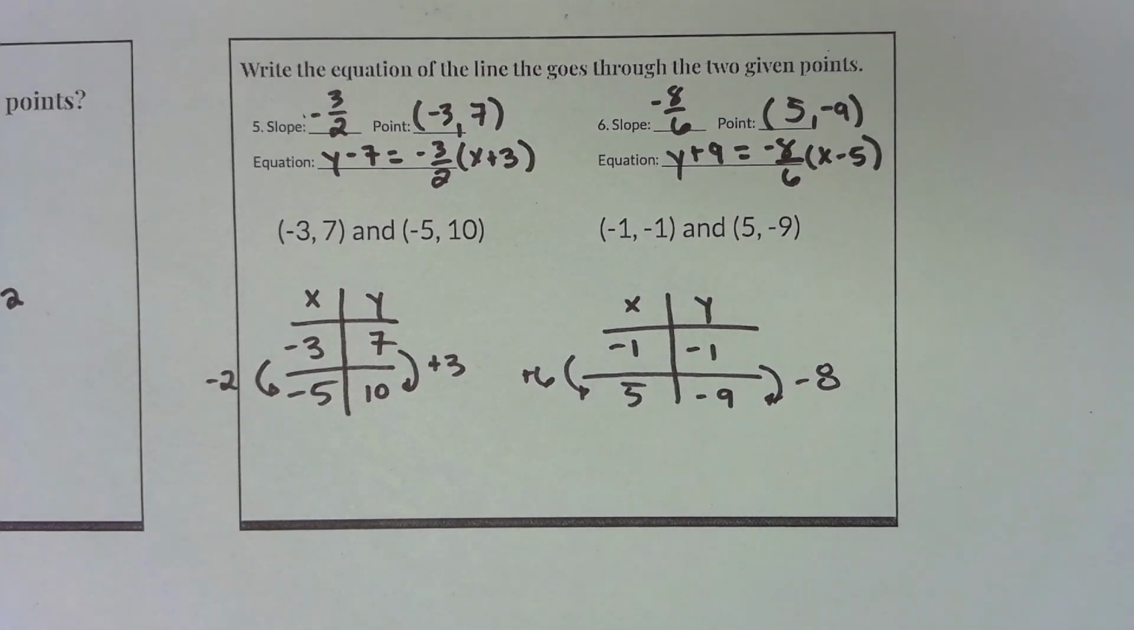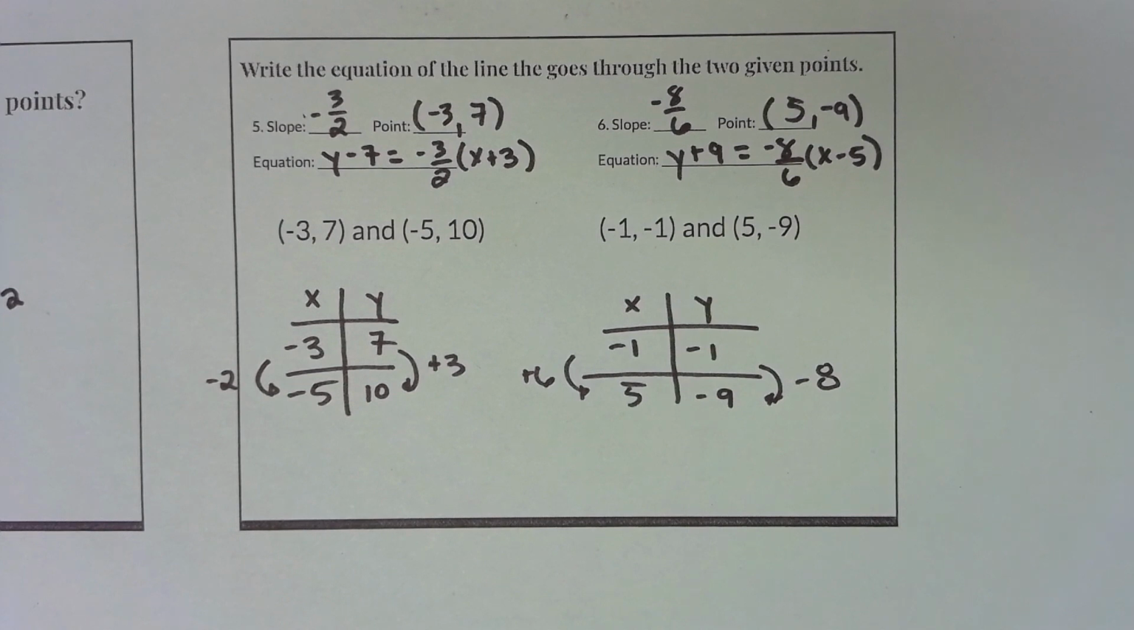For 5, your slope ends up being negative 3/2. You get a positive divided by negative, and if you flip which point's on top and which one's on bottom, you still end up with that same thing. The point I chose to use in my equation this time was (-3, 7). If you want to use the one that I listed in the bottom, (-5, 10), that's absolutely okay. It does not make a difference. Again, there's a lot of right answers for how we can write an equation.